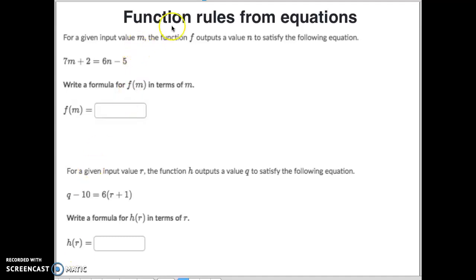Today you are doing function rules of equations. Not difficult, but you just have to understand what you're trying to do in this one. Once you understand what you're trying to do, it is quite simple to do.